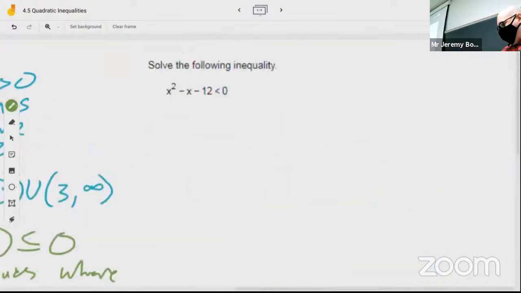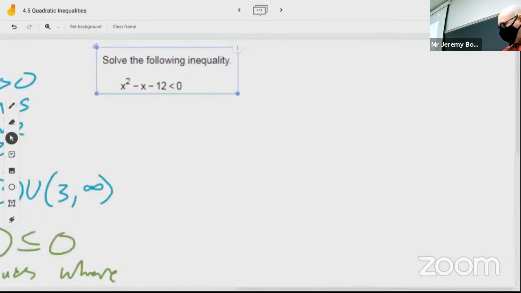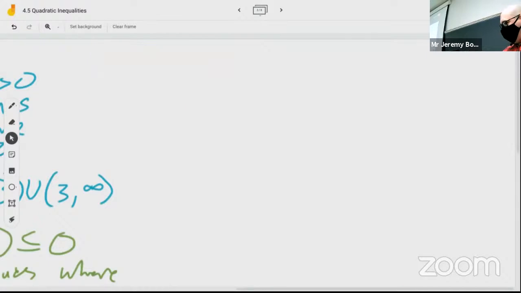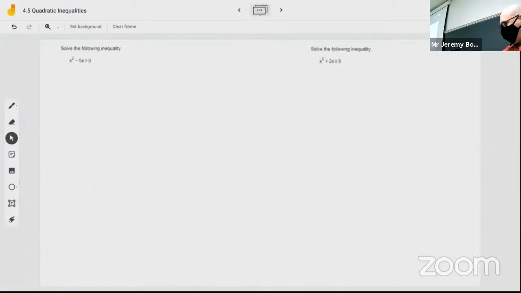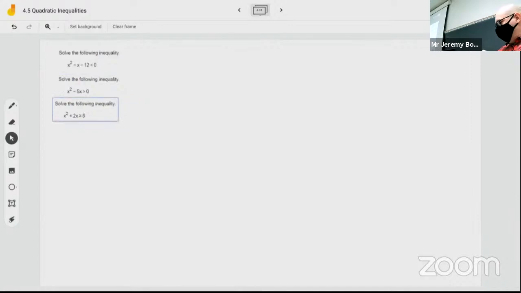Continue forth. So you got one here. I want to solve this inequality. I might just copy this one and put it on the next page with the other ones. Let's just do 3 at a time. So try out these 3.